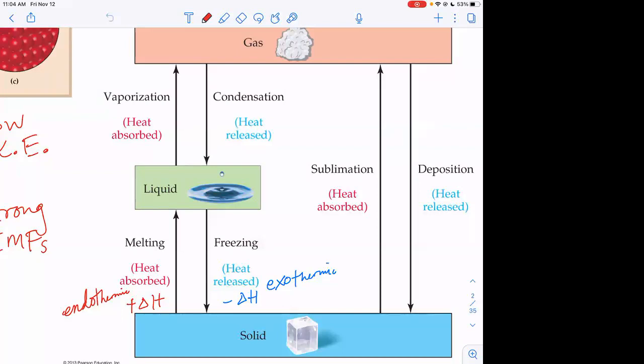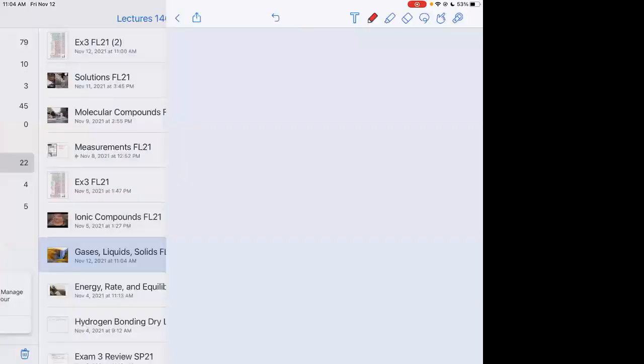So anything that's absorbing heat, we said down here, is endothermic, positive delta H. Anything releasing heat, because it's going from a gas to a liquid or a liquid to solid, any of the downward arrows, has that little blue phrase by it saying heat released. That's exothermic, negative delta H, okay? So we made a note of that. So anyways, that was what this first question on the exam was getting at.